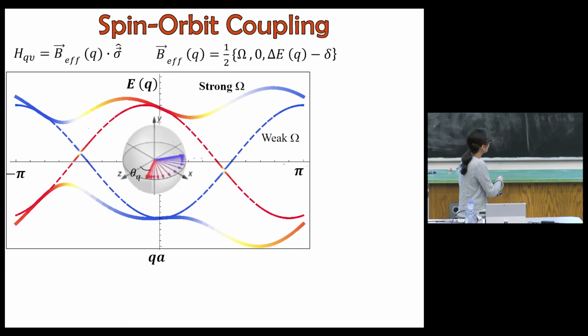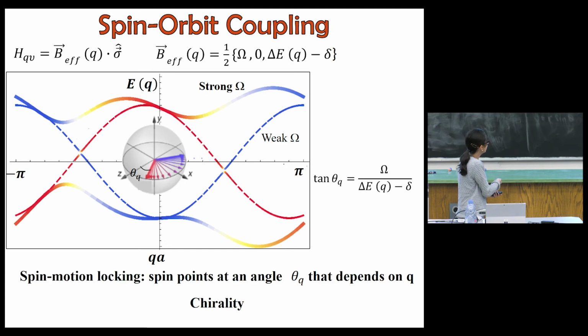But the important part is that if you represent each of the quasi-momenta in a Bloch sphere, you see that the orientation of the magnetic field in this Bloch sphere, this is the x component and the z component, the magnitude of the z component of the magnetic field depends on the momentum. And that's what is called spin-momentum locking, and it introduces some phase that depends on the momentum, theta, that's called chirality.